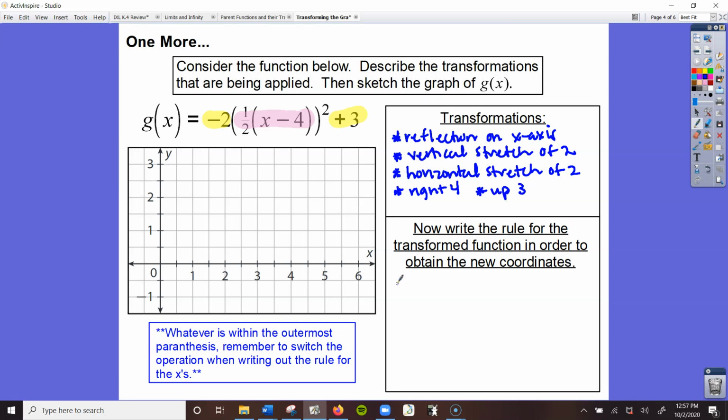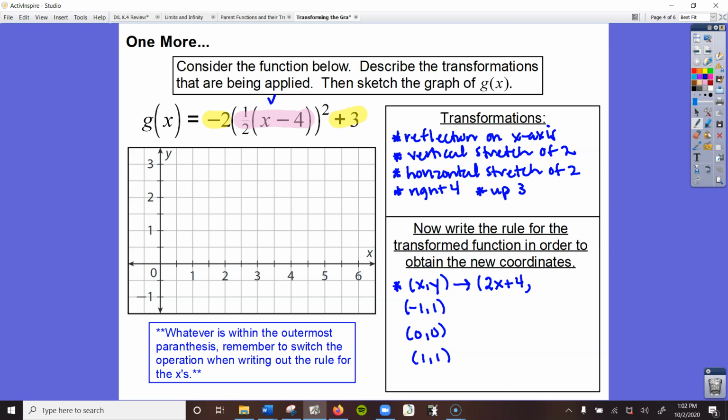So now it's time to write our transformation rules. We have xy, this will be for my parent function. Don't forget our reference points, which are always the same, -1, 1, 0, 0, and 1, 1. So now that I'm ready to write the rule for the x's, remember anything that is on the inside, we are going to do the opposite. So instead of half, instead of dividing 2, we're going to multiply 2, x plus 4. So that is my rule for the x's.